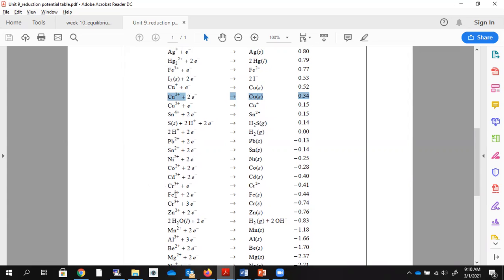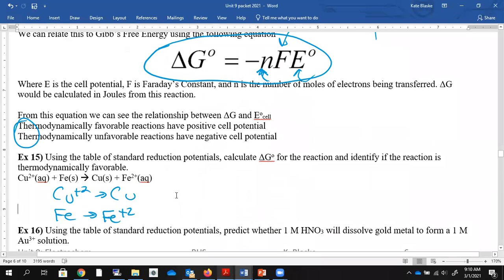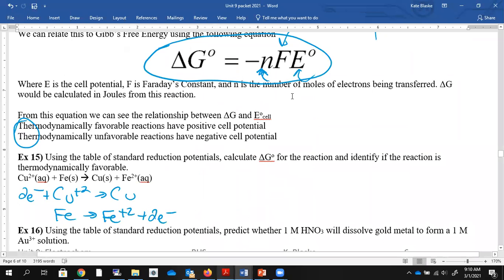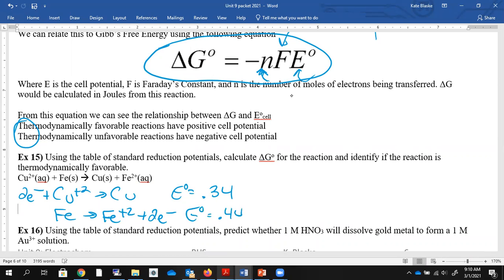That's negative as a reduction. So 0.34 and 0.44. This has to be plus 2 electrons. This needs to be plus 2 electrons. So the way the copper was written is the way it is on our chart. So that's 0.34. We flipped our iron around to be an oxidation, so its cell potential is now positive 0.44.